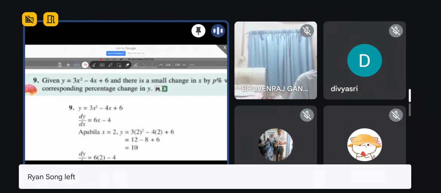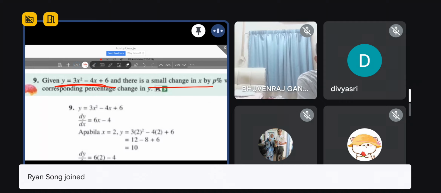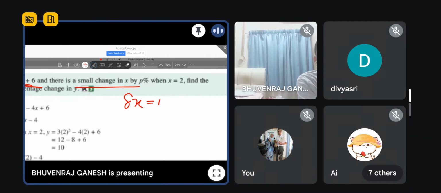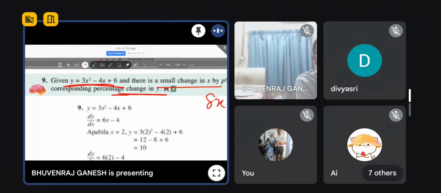Okay, so they give you an equation. They tell you a small change in x is p%. So the first information, delta x equals p%. This is what you can interpret from the question. Okay, so this is your original x, x equals 2. Then they are going to ask you the same question, the percentage change in y.